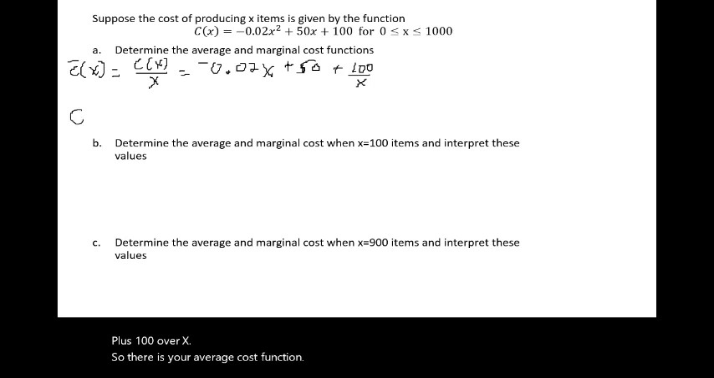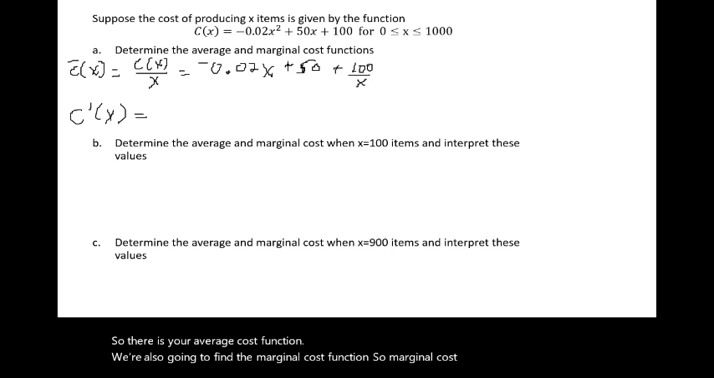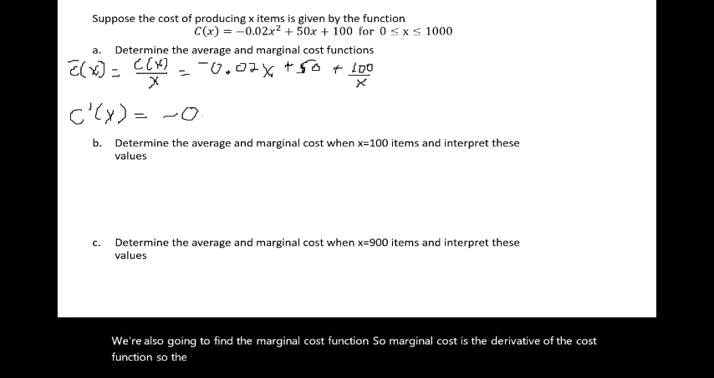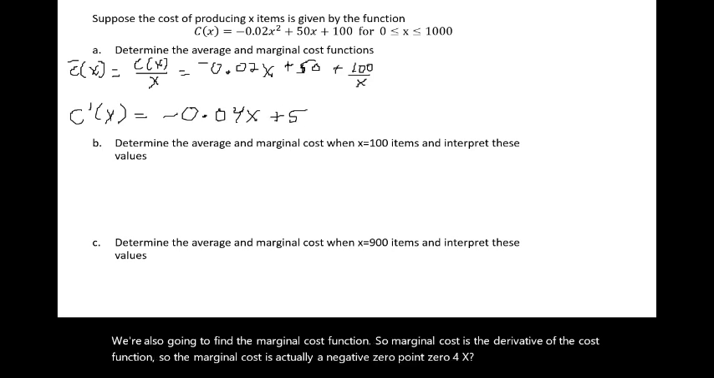We're also going to find the marginal cost function. Marginal cost is the derivative of the cost function. So the marginal cost is actually negative 0.04x plus 50.